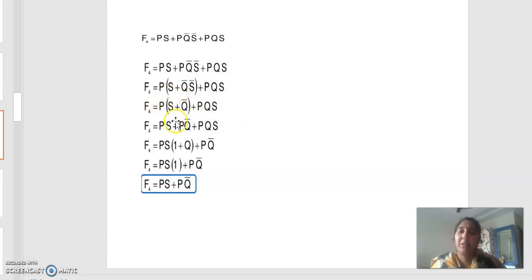After this, again we will expand these terms, so that is PS plus PQ bar plus PQS. Within these two terms, you can take the common term PS. So PS into (1 plus Q) plus PQ bar. 1 plus Q can be written as 1. So it equals PS plus PQ bar. The simplified expression for this is F4 equals PS plus PQ bar.